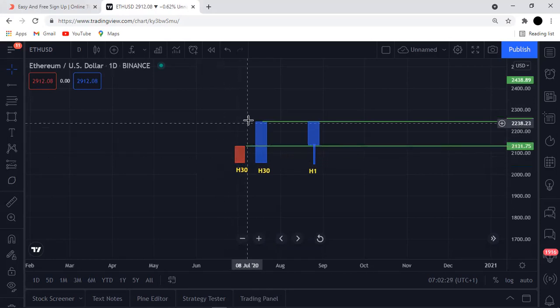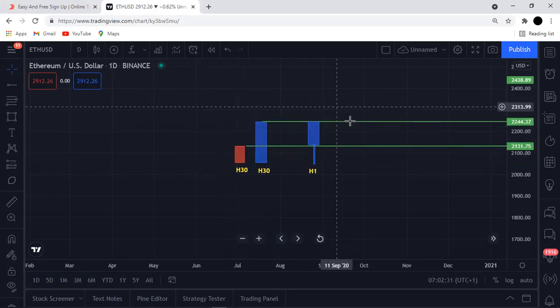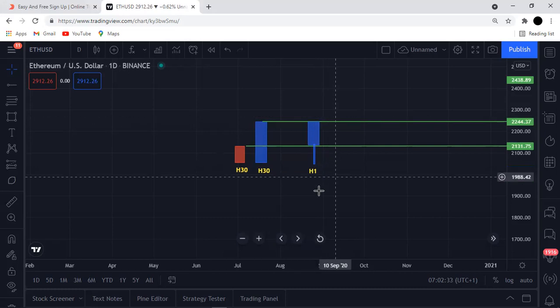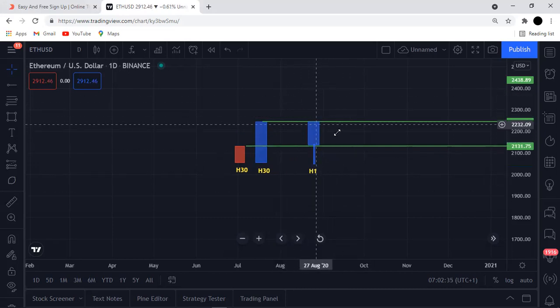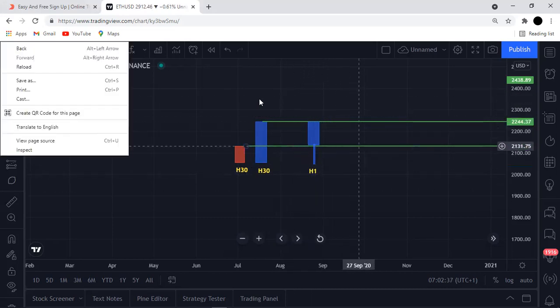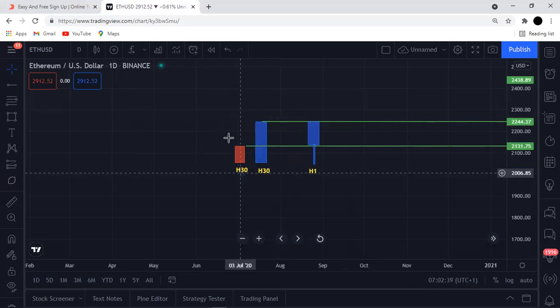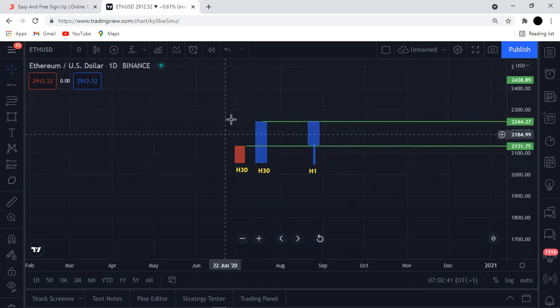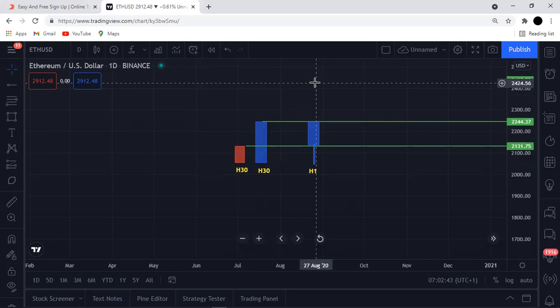The first 30 minutes closed, the second 30 minutes closed. Then you should go to your 1 hour. You must see something like this. If you do not see this, then this is not valid. This is not valid. I hope you understand this.